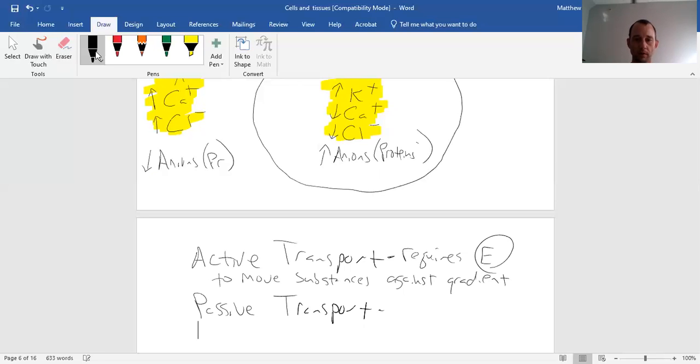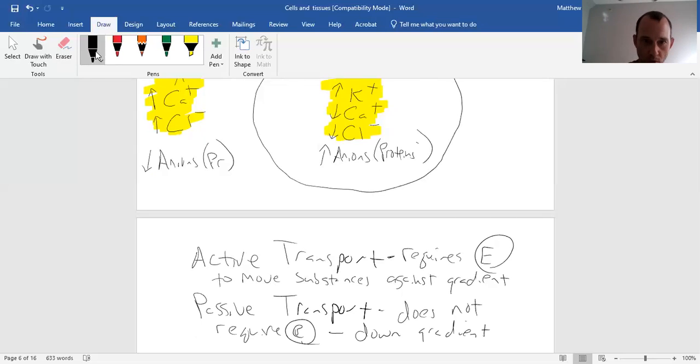Passive transport does not require energy, and it moves things down the gradient. In other words, let's pretend you're using energy to move a ball up the hill and then you let go of the ball. Passively, it can just roll down all by itself. That's active versus passive transport.